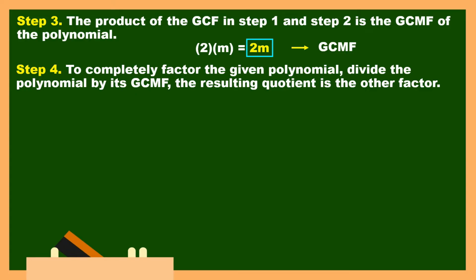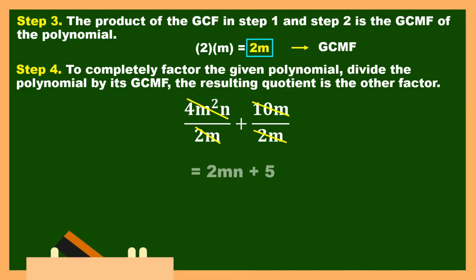Step 4, to completely factor the given polynomial, divide the polynomial by its GCMF and the resulting quotient is the other factor. So, i-divide po natin dito yung given polynomial by the GCMF which is 2m. So, 4m squared n over 2m plus 10m over 2m. Let's divide. 4m squared n divided by 2m is equal to 2mn. And 10m divided by 2m is equal to 5. So, the other factor or the resulting quotient is 2mn plus 5.